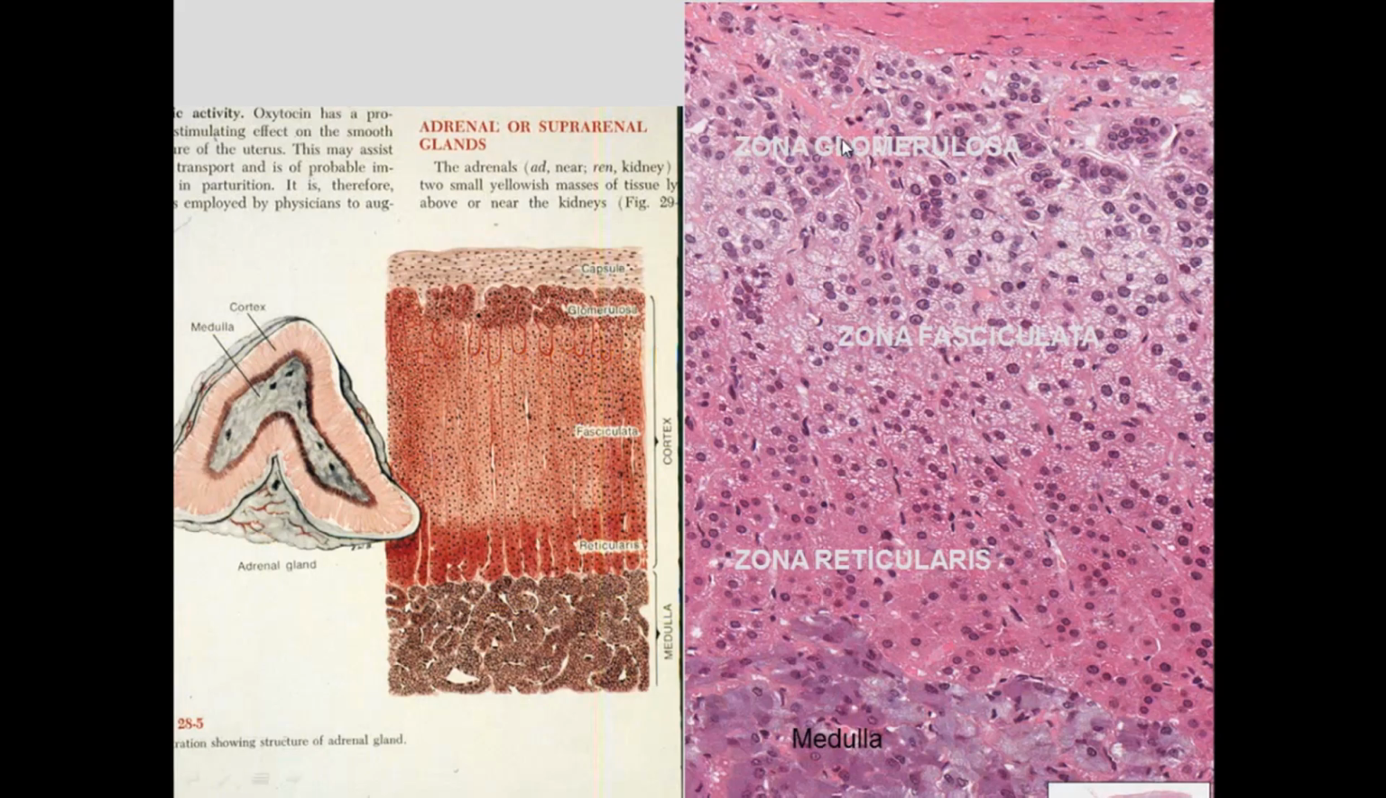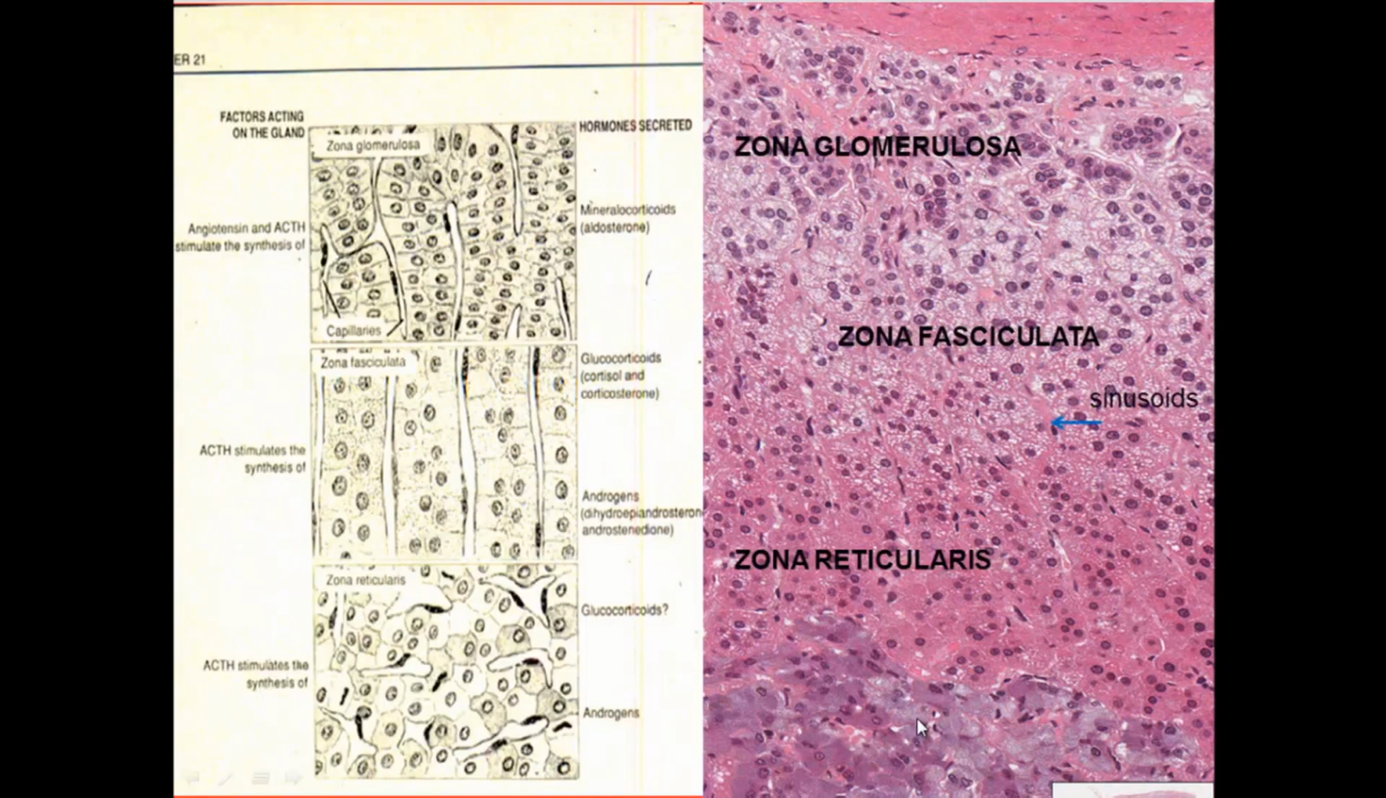And again, we can see there glomerulosa, fasciculata. You see the kind of vesicles, the reticularis, and the medulla. So we have the capsule on the outside, and then the different layers for the cortex, and then the medulla. Now these different layers produce different things. Mineralocorticoids are in the glomerulosa.